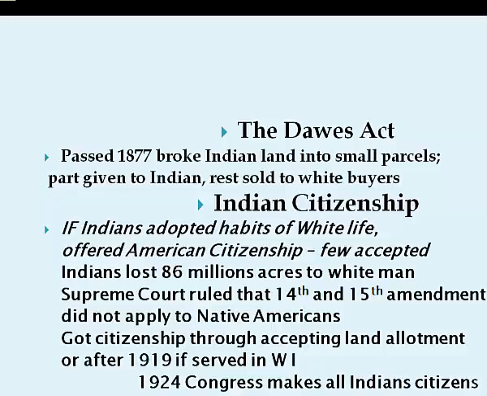And in the 50 years after the Dawes Act's passage, Indians lost 86 million acres of land. And while many 19th century laws and treaties offered Indians the right to become citizens, few accepted, because most of the Indians wanted to retain their tribal identity. And the Western courts and later the Supreme Court ruled that the 14th and 15th Amendment did not apply to Native Americans. By 1900, there were some 53,000 Indians that had become citizens by accepting the land allotment.